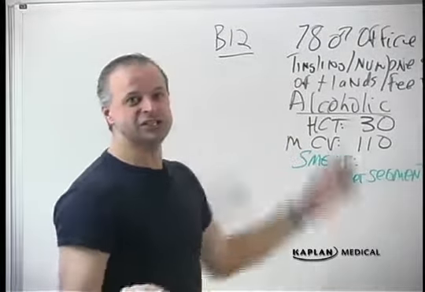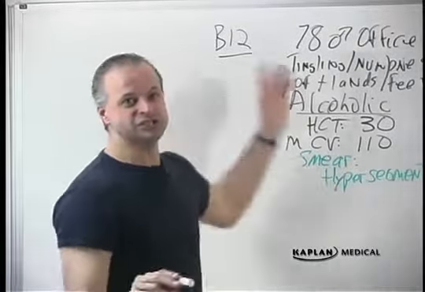Hypersegmented neutrophils is B12, folate, and a few antimetabolites such as 6-mercaptopurine. With the exception of that, all the other causes of macrocytic anemia, liver disease, hyperlipidemia, all of them just cause big fat cells. Hypersegmented neutrophils is first.